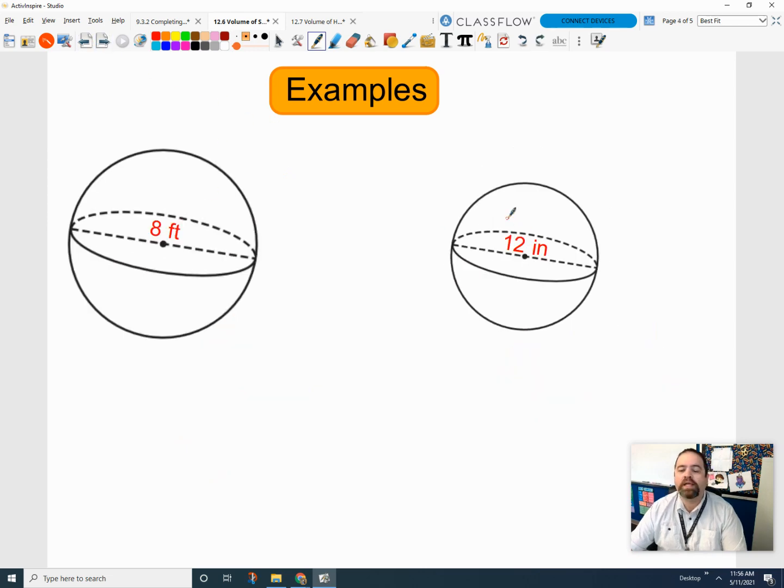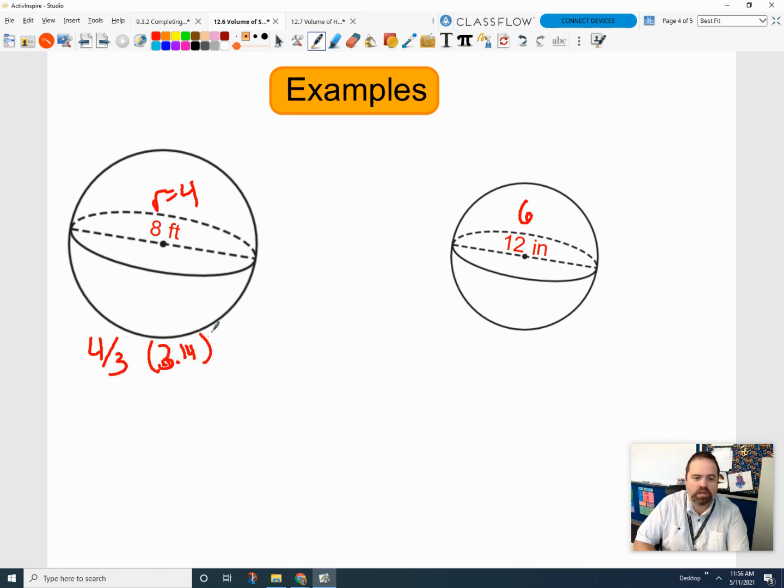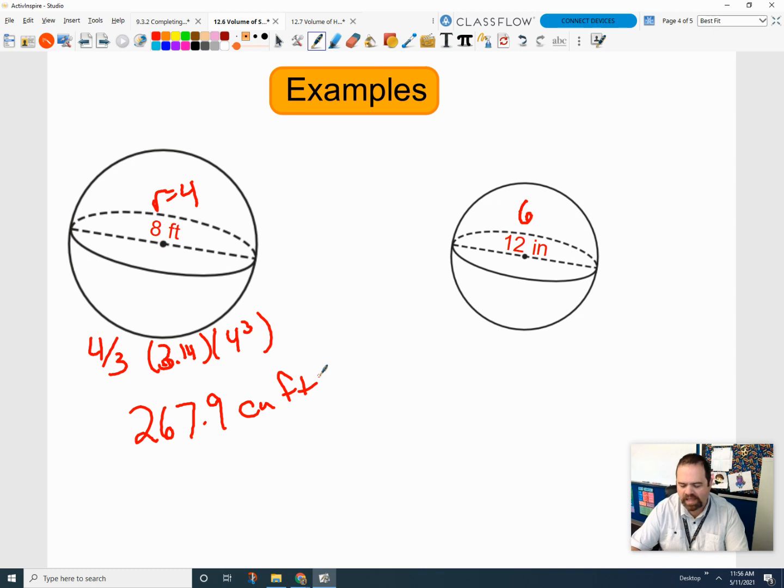All right. The only thing that can be changed on these is you're given the diameter instead of the radius. So you have to make that adjustment and cut this down to 4 instead of 8. Cut this one down to 6 instead of 12. So 4/3 times 3.14 times 4 to the third power. This one is 267.9 cubic feet.